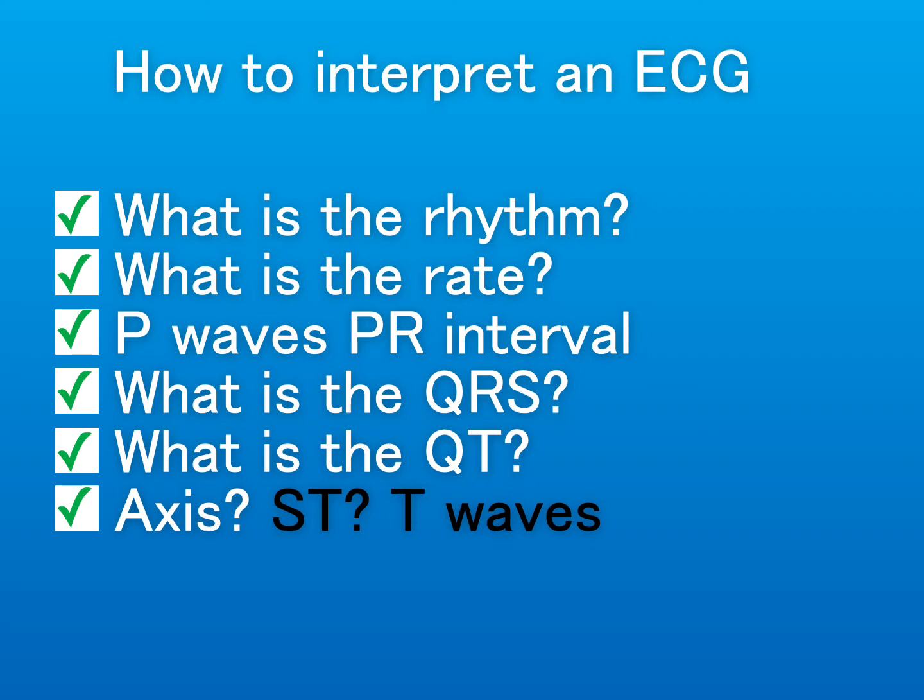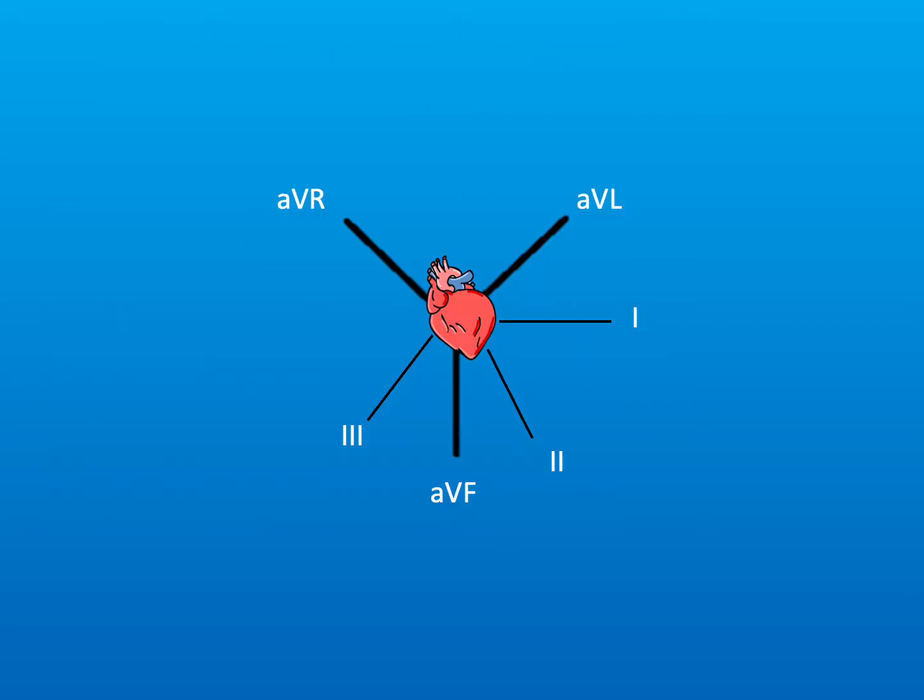The next step we're looking at is the calculation of the axis. Each of the leads will give you a snapshot of the electrical activity traveling through the heart. Each lead has its own angle, as you can see here. So if a lead, like lead 2 for example, at 60 degrees is looking at the electrical impulse traveling directly towards it, we're going to see positive deflections on the ECG.